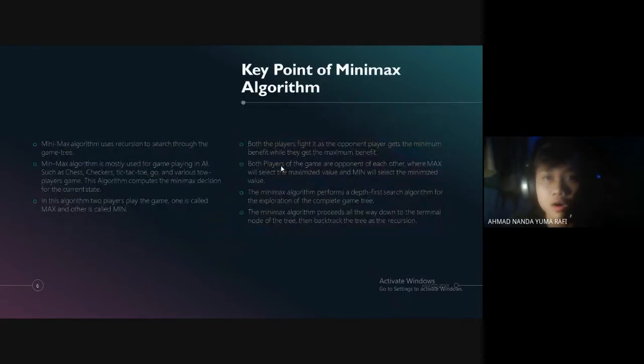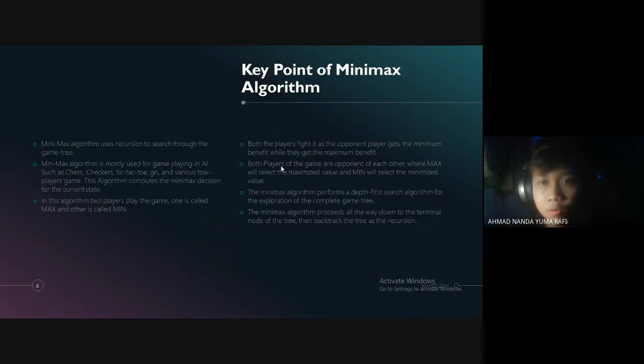So the key point of the MinMax algorithm is, first, it uses recursion to search through the game tree, and it is mostly used for game playing in AI, such as chess, checkers, tic-tac-toe, Go, and various two-player games. This algorithm computes the MinMax decision for the current state. In this algorithm, two players play the game. One is called max and the other is called min. Both players fight so that the opponent gets the minimum benefit while they get the maximum benefit.